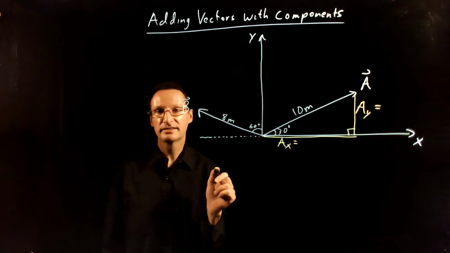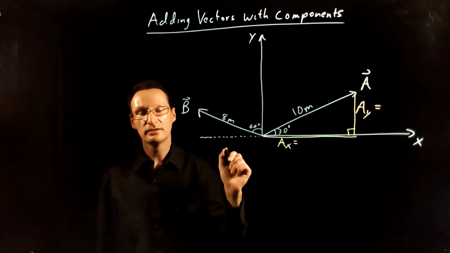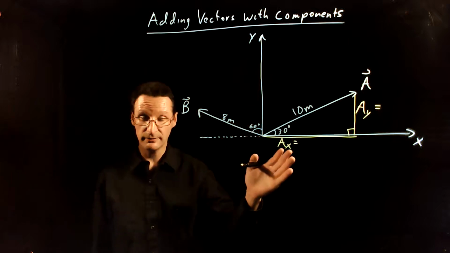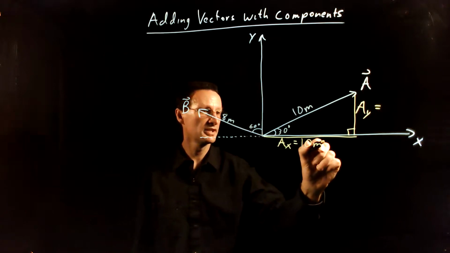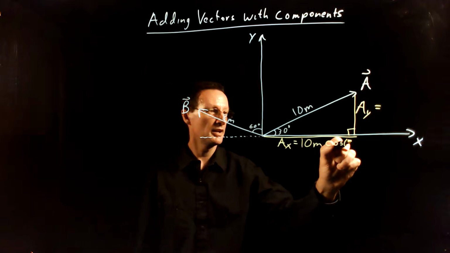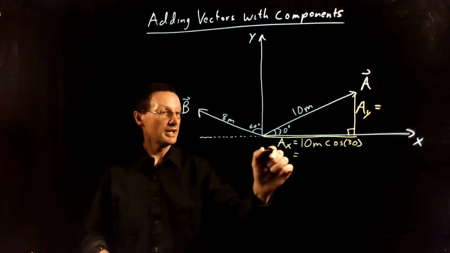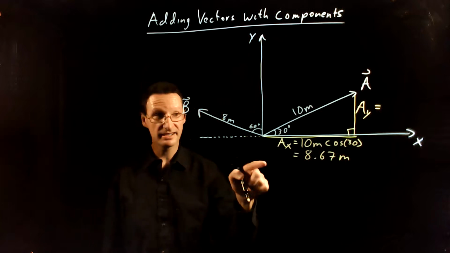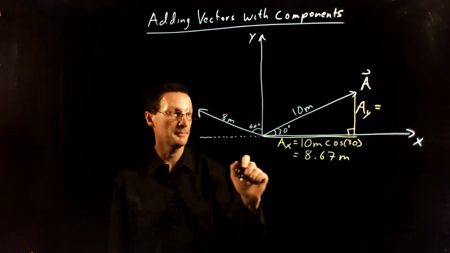To find AX, notice that AX is adjacent to the angle 30 degrees, and so I'm going to use cosine for that because cosine includes the adjacent part. So that's going to be the hypotenuse, 10 meters, times cosine of 30 degrees. When I punch that into my calculator, I get 8.67 meters, and that is positive because it points in the positive x direction. I have to check that each time.